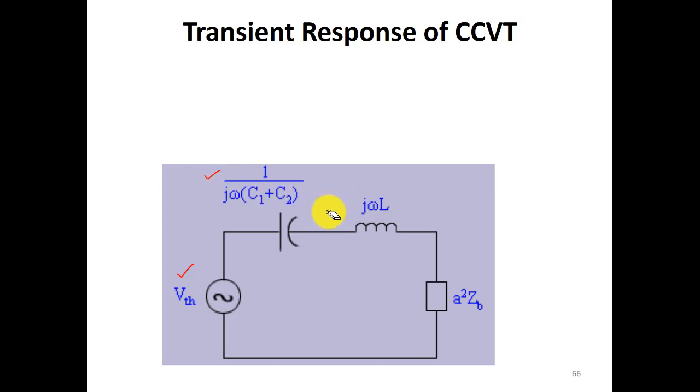If we have two capacitors, C1 and C2, and j omega L is the impedance provided by the tuning reactor. Okay, so how will the transient response look, because this is an RL circuit?